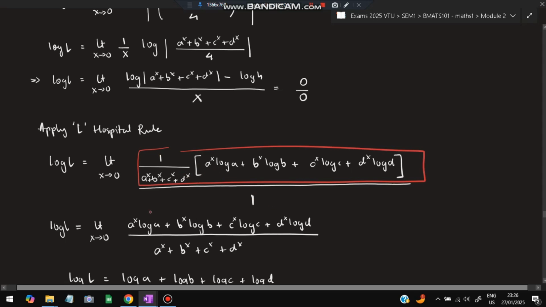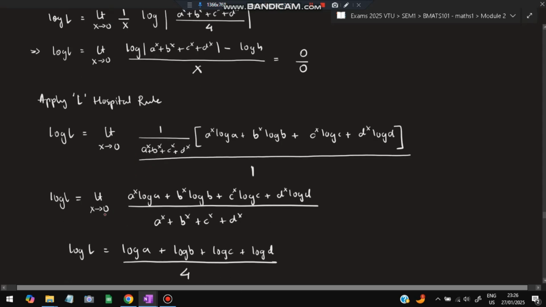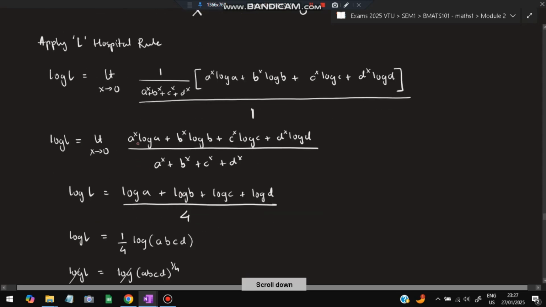Next, the answer is just this one, because dividing by 1 is nothing but this only. So again we'll substitute the value of x as 0 here and find the value. When you substitute x as 0 here, a power 0 is 1. So 1 into log a, 1 into log b, 1 into log c, 1 into log d, and here also 1 plus 1 plus 1 plus 1, which is 4. Log a, log b, log c, log d divided by 4, you'll get this answer, right?